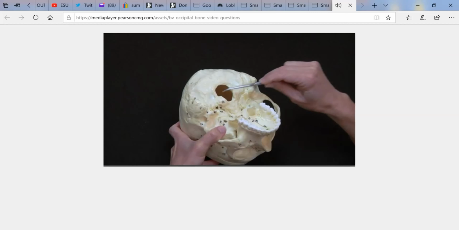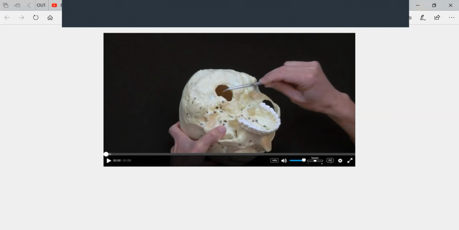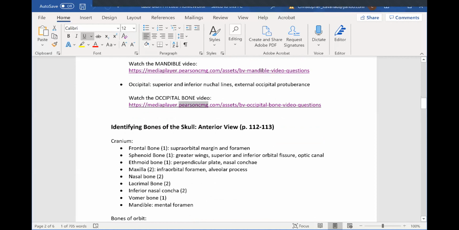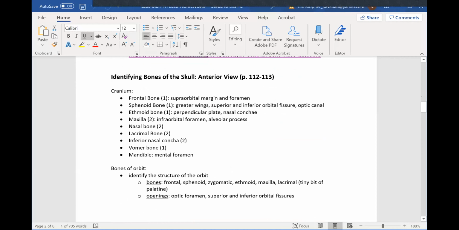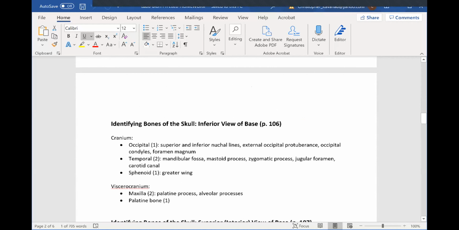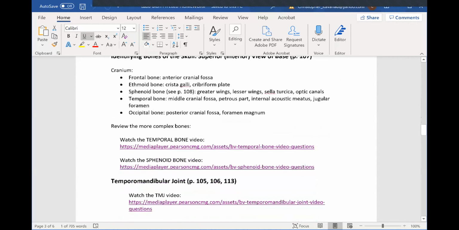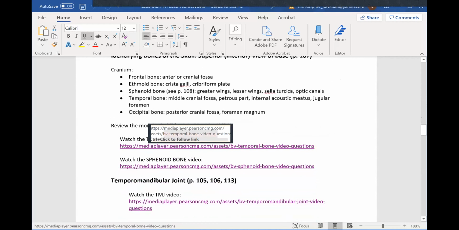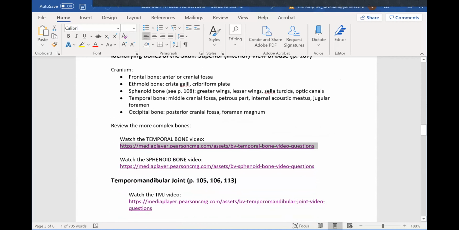All right. Go back to the homework. Okay. All right, and then we get to the part of the homework identifying bones of the skull viewed anteriorly. Okay, so we went over all of those. And then the bones of the orbit. And kind of working through here, we got a couple more videos. Okay.